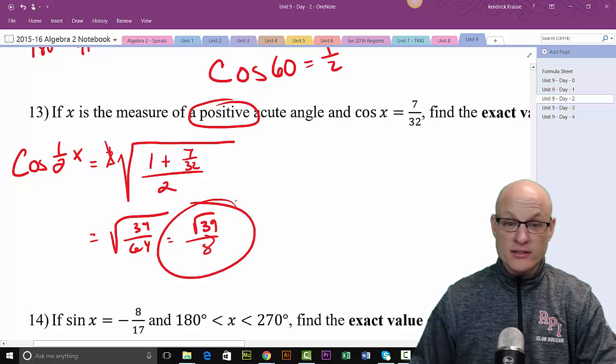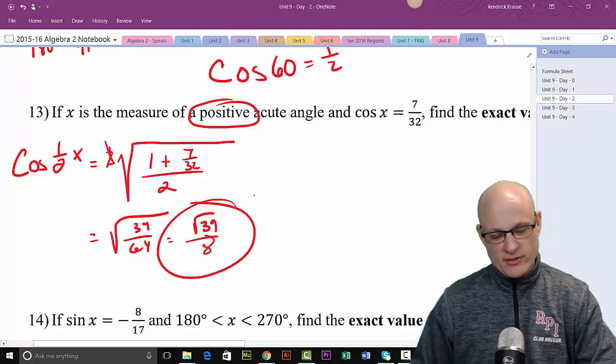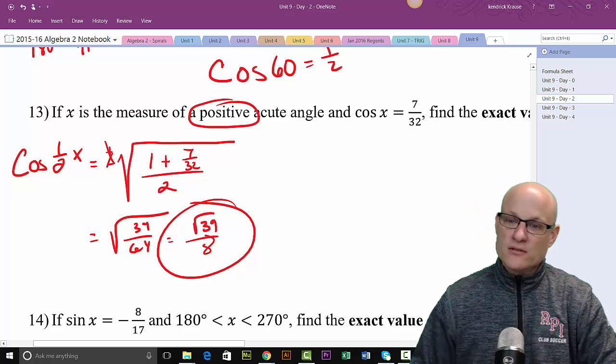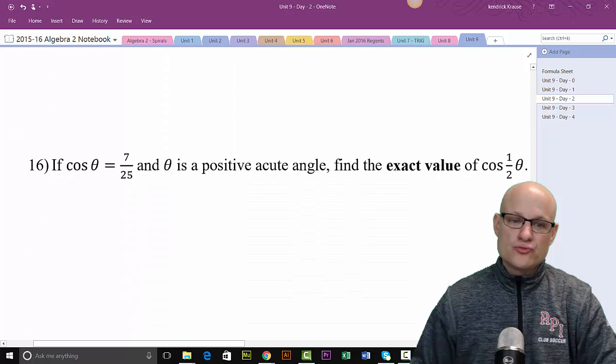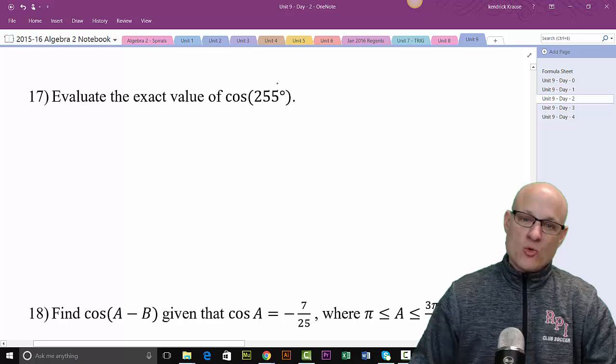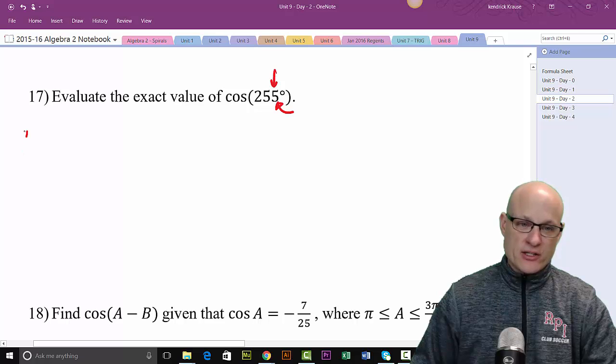What's next? 17. 255 degrees. Well, I remember Mr. Krause saying, because that's me, and I said it a bunch of times, if it ends in a 5 and I'm trying to deal with this, I'm probably going to use 45 degrees plus some other angle.